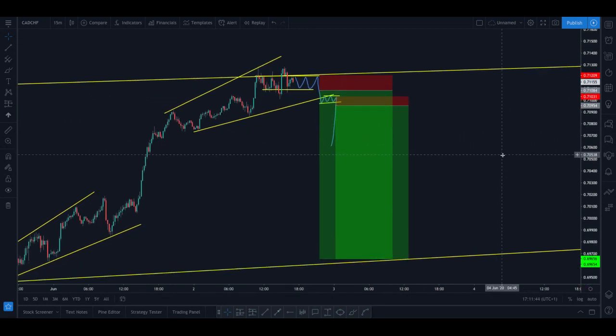So yeah, that's a top-down analysis all the way from the monthly down to the 15-minute chart of NZDCHF, or the New Zealand dollar versus the Swiss franc, and also CAD-CHF, the Canadian dollar versus the Swiss franc.